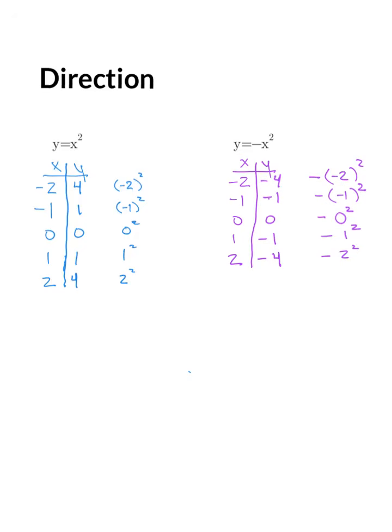Now that we have our table of values, let's go ahead and graph this. To graph the first one, let's begin by plotting points. So negative 2, 4 means I want to go left 2, up 4. We end up right here.